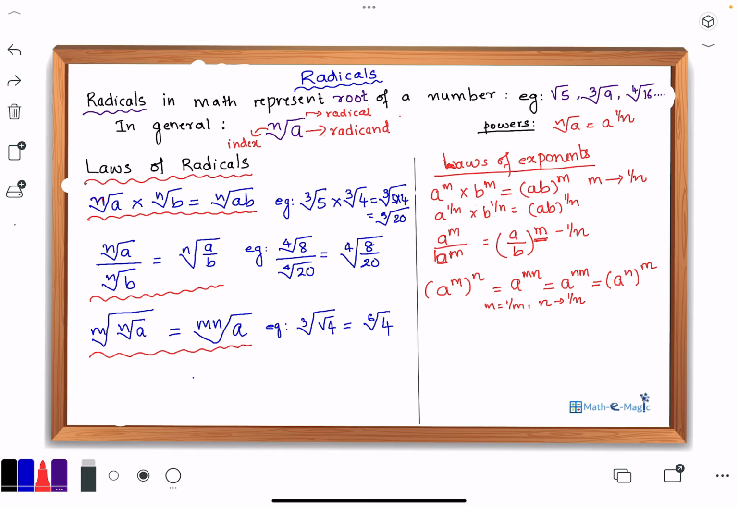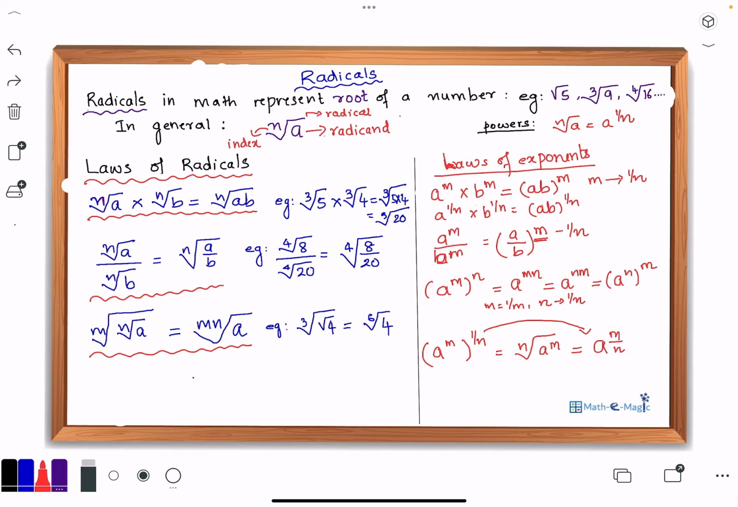Another law that I can use: if I have a to the power of m and I raise it to the power of 1 over n, I can write it as the nth root of a to the power of m, which can also be written as a to the power of m by n.